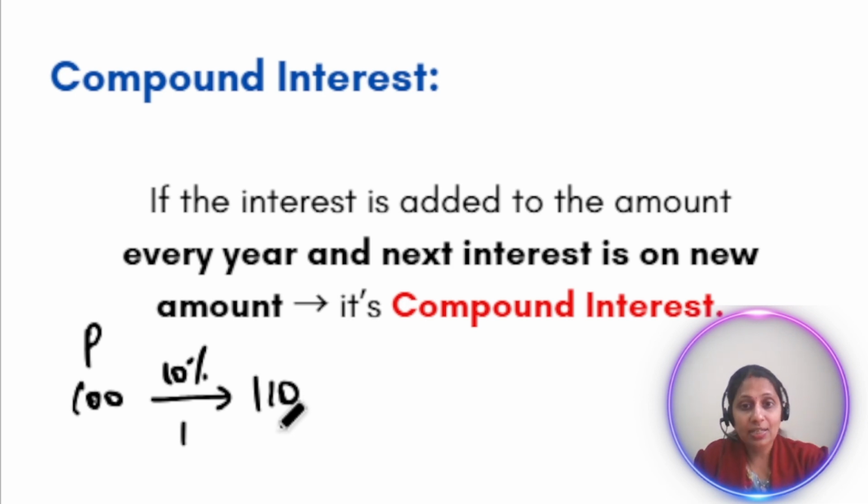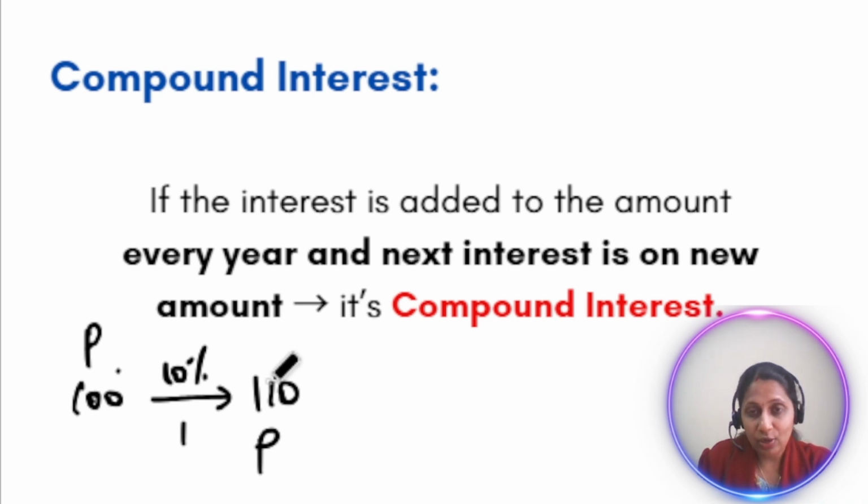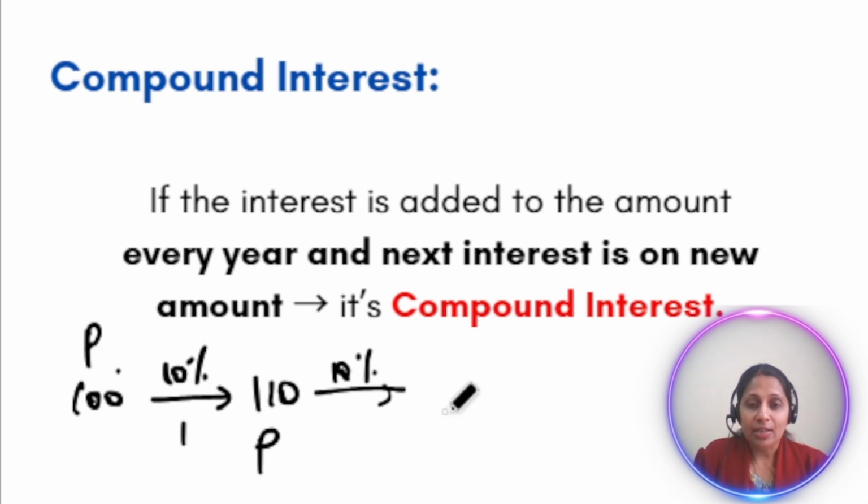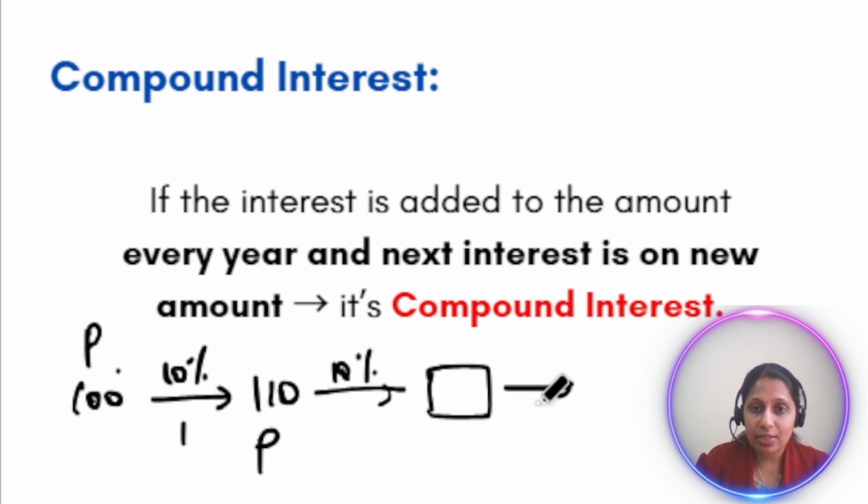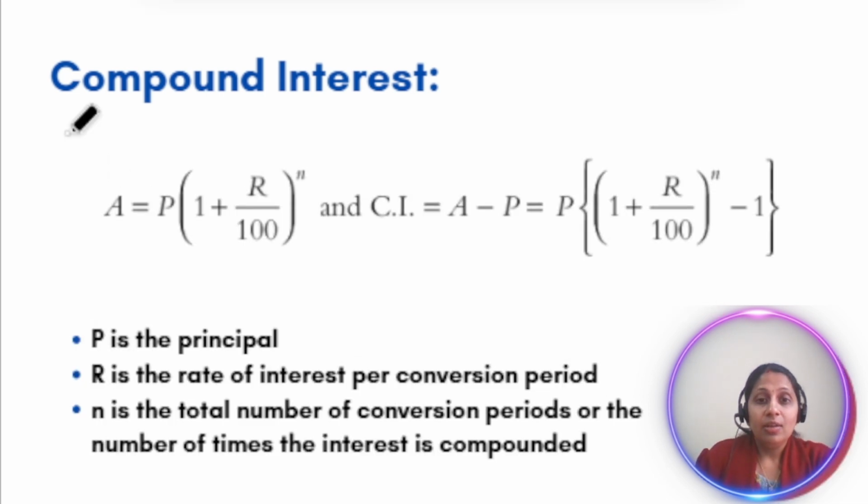Now for the second year, this P, which is the principal plus the interest that I got at the end of first year, will be my new principal. The amount which I got in the previous year will be my new principal, and for this again I will be adding the rate of interest and calculating. So every year the amount will become my new principal. So this is compound. The amount compounds every year. So how do we calculate this? With the help of a formula.